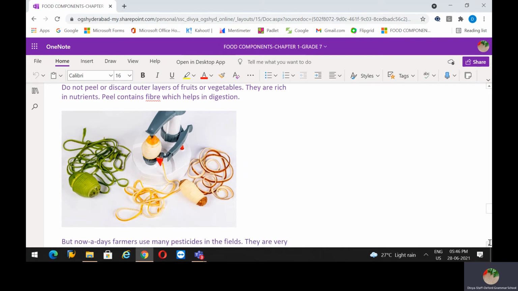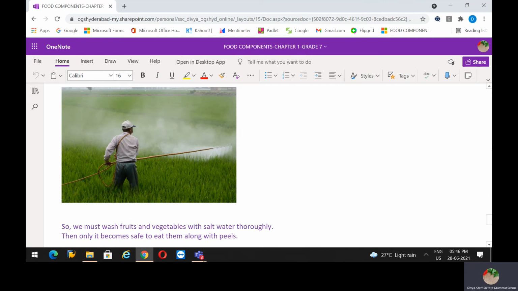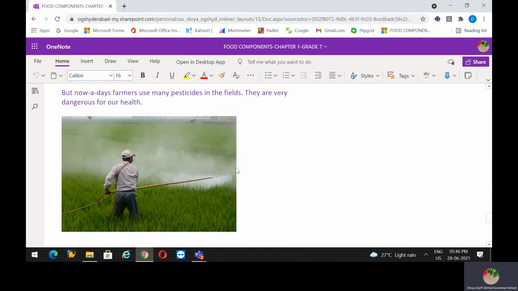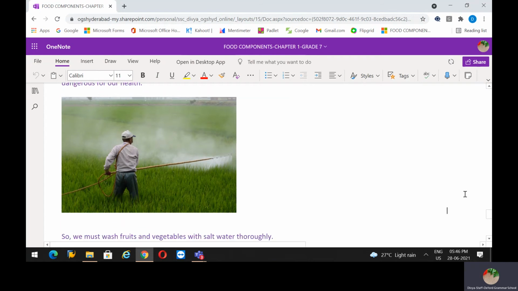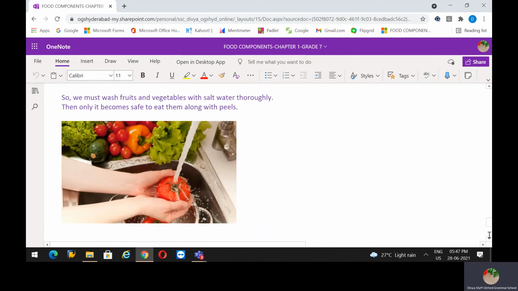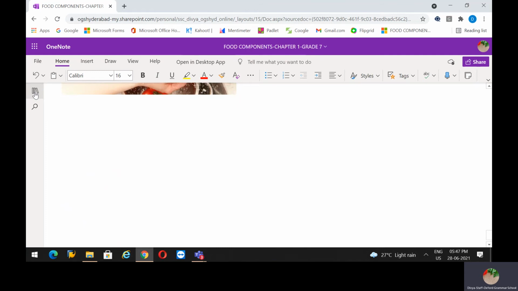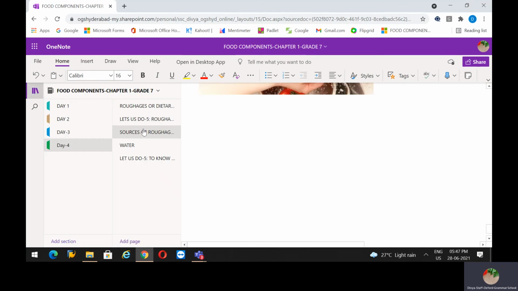But nowadays farmers use pesticides, right? Pesticide, cide is nothing but killing, pest is nothing but insects. To kill insects, he is using pesticides. So you may say, teacher, it might be dangerous, no? If it falls on the peel, then it could be very difficult for us to consume because it's dangerous. Then in this situation, what do you need to do? That is the reason you need to wash it with salt water, children. We need to wash it with salt water thoroughly and then consume the food. Okay? Yes. So this is about the sources of roughages.